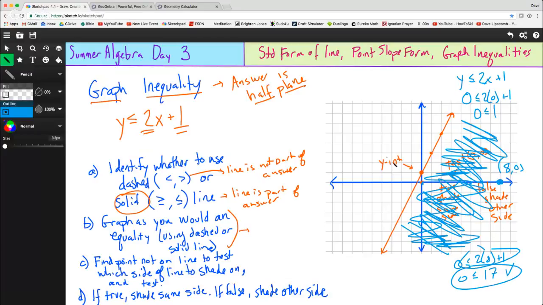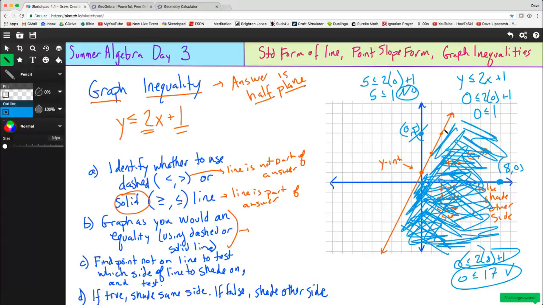And to prove to you that everything over here won't work, I'm just going to try another point. Let's try this one, 0, 5. That better not work. So we'll put in 5. Is 5 less than or equal to 2 times 0 plus 1? Is 5 less than or equal to 1? The answer is no. So this doesn't work. So that's good. We have correctly found the good side of the line to shade. So your answer is everything on the line, because we have a solid line. Every point on here works, as well as everything over here.